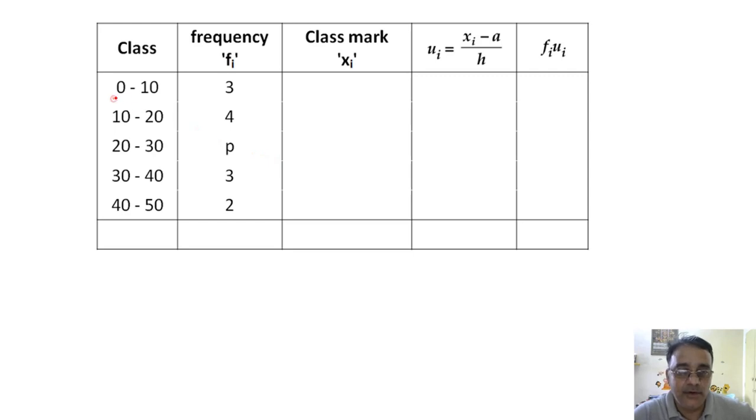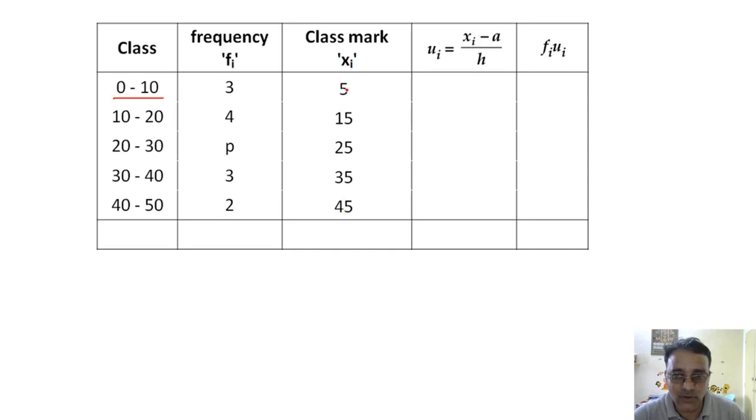So what is the class mark of first class? 5. The class size of all the classes are same, so we'll add 10 to every number consecutively. 5, then 15, then 25, then 35, then 45.